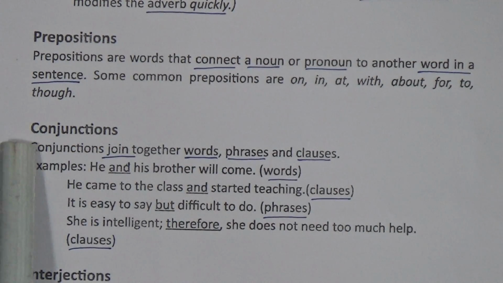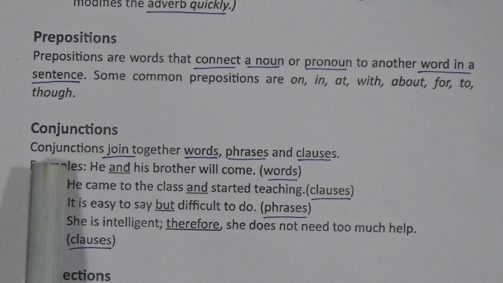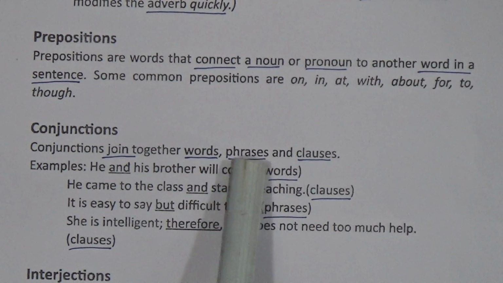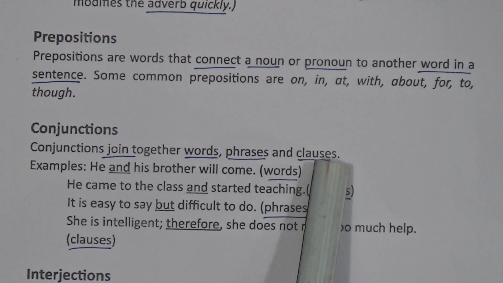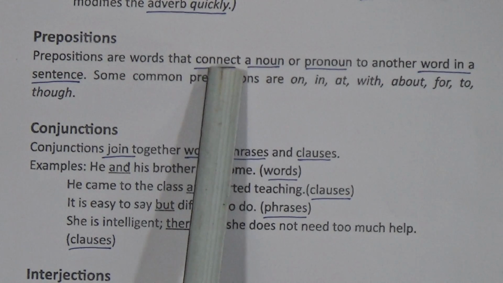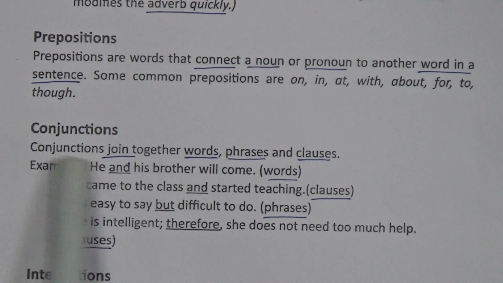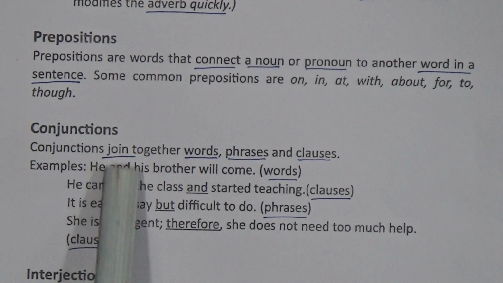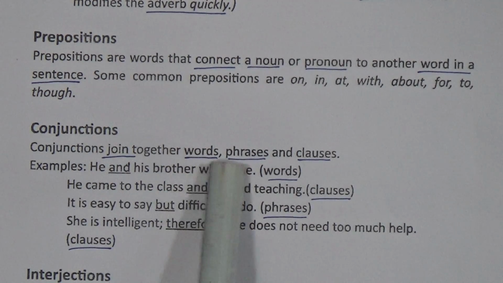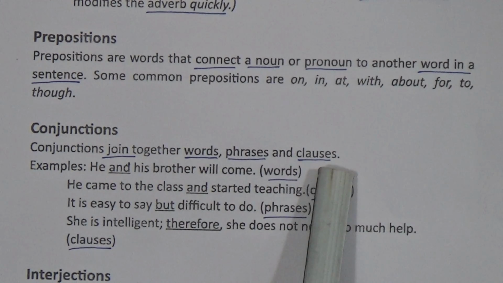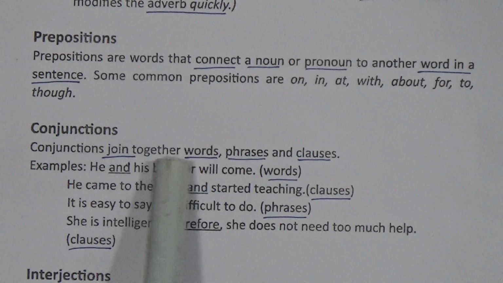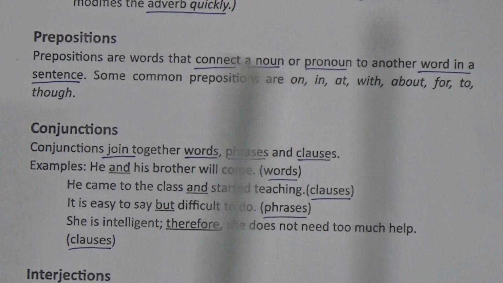Okay, let's move to conjunctions. Conjunctions join together words, phrases and clauses. The function of preposition was to connect, make a connection. But the function of conjunctions is to join together. What does it join together? It can be words, it can also be phrases and clauses. Let's look at some examples of how conjunctions join these types.